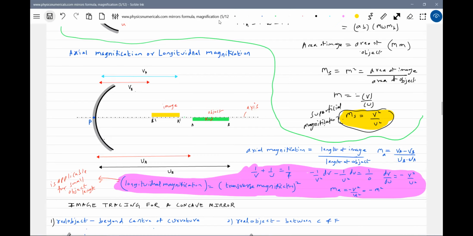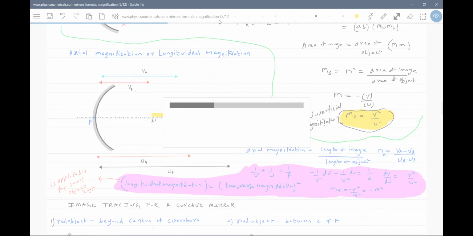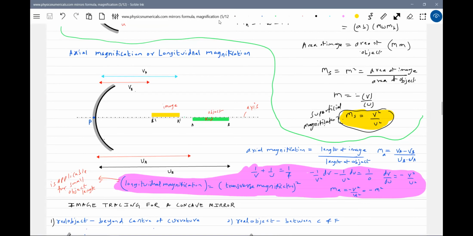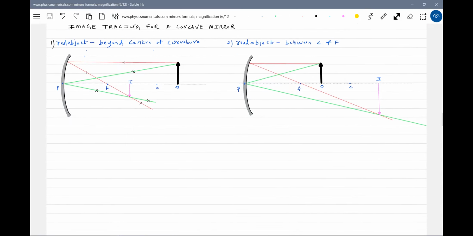Okay, these are the types of magnifications we have just now studied. The first one is transverse, the next one is superficial or area magnification, and this is called longitudinal magnification. Most problems will focus on the transverse or linear magnification only. After learning this, we will now get into the image tracing for a concave mirror.